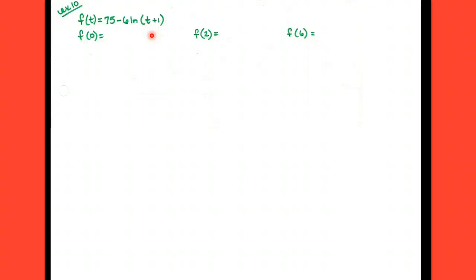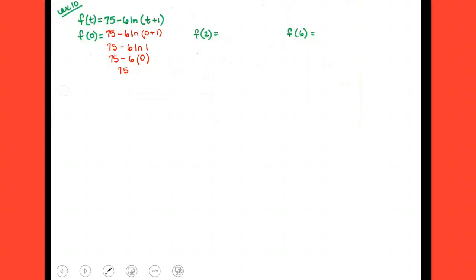All right, so let's start with immediately after the teaching was done. No time has passed at all, so we can say time is equal to 0. So we could plug that in. So we're going to put 0 in the place of t. So we'll get 75 minus 6 ln 1. What's ln 1? 0, right. So we would get 75 minus 6 times 0, or 75. So they knew 75% of the information immediately after it was taught.